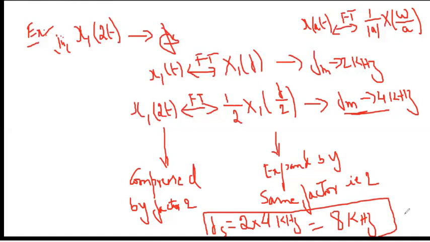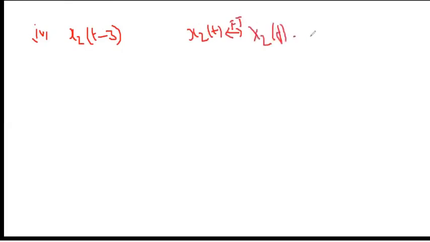1 by 2, the x1 of f, x1 of f by 2. Another example, it is the fourth example. If we go, x2 of t is equal to x2 of t minus 3. The Fourier transformation of x2 of t is x2 of f, and for that frequency, the fm, we are already given in the first data, that is 3 kilohertz. It is 3 kilohertz.